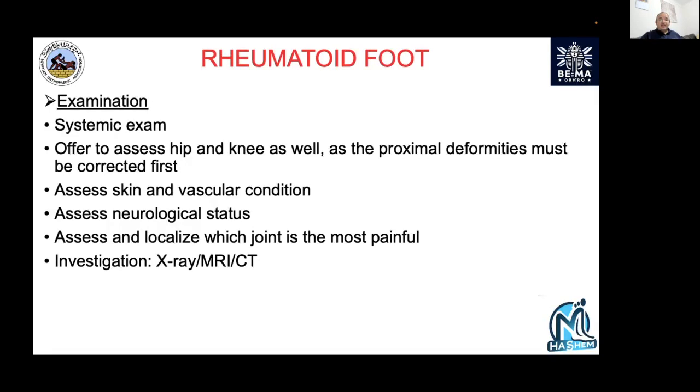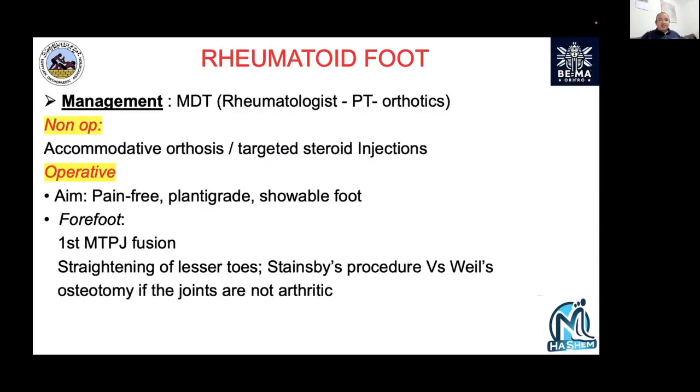You have to assess the skin, you have to assess the tendons, you have to assess the vascular condition, you have to assess the neurological condition, and you have to have your investigations, including X-ray, MRI scan, and CT. Management, no question, MDT, MDT, MDT. An MDT starts with a rheumatologist.